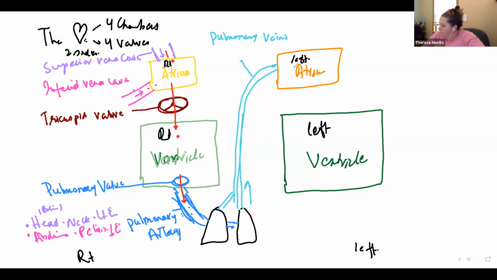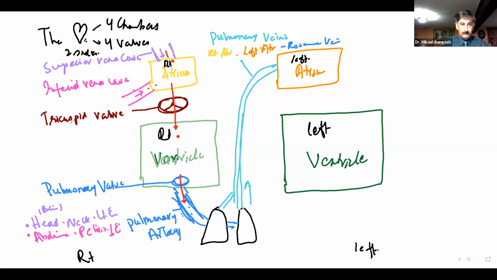Yeah. Okay, so what we mainly can say is that both the atria do, whether that is the right atrium or the left atrium, is that they receive veins. Clear?